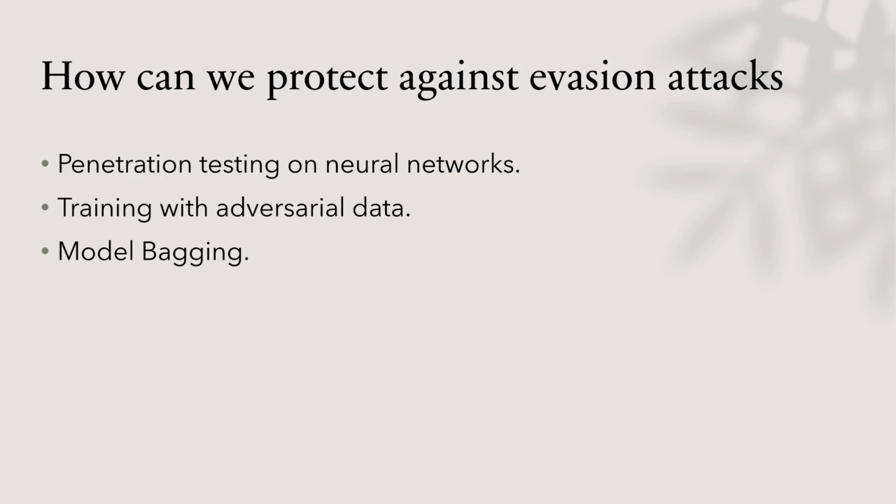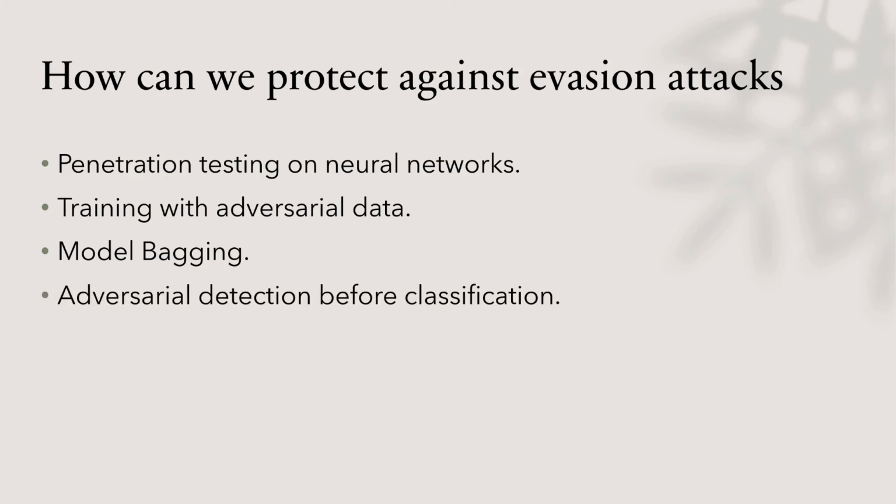And another method is model bagging. Different neural networks have different decision boundaries. By bagging the results of multiple neural networks, we can get a combined model which performs better overall. This lowers the ability of an evasion attack to fool our model, as it is more difficult to fool many neural networks instead of just one. The final way to protect against evasion attacks doesn't even involve our network directly. By implementing simple algorithms to detect adversarial data, many evasion attacks can be avoided completely before reaching the neural network. This thus protects the integrity of our neural network.